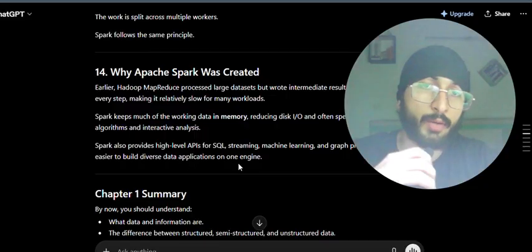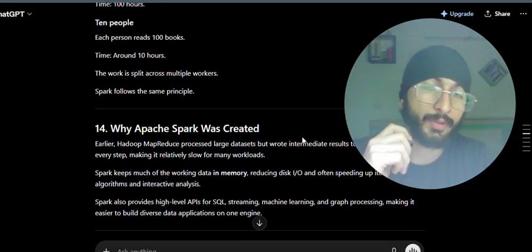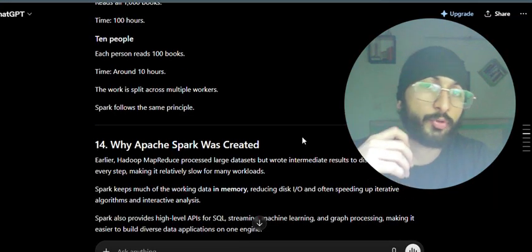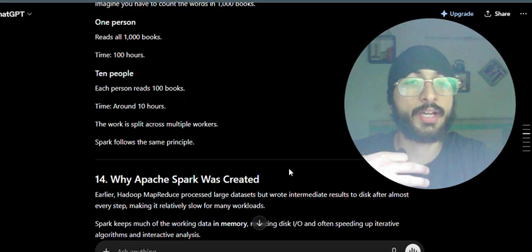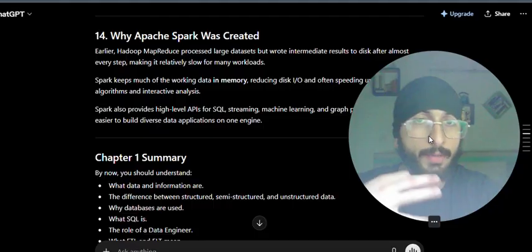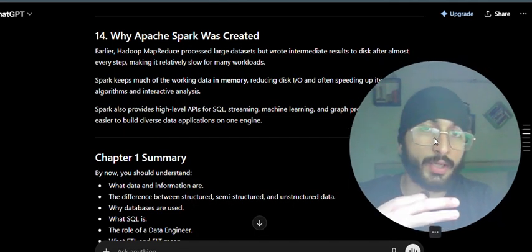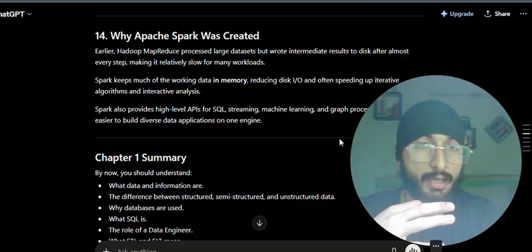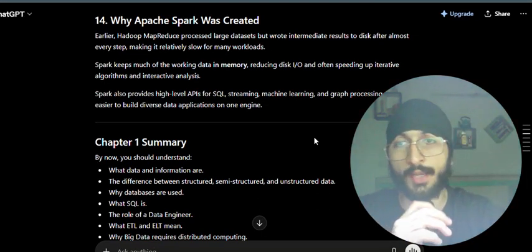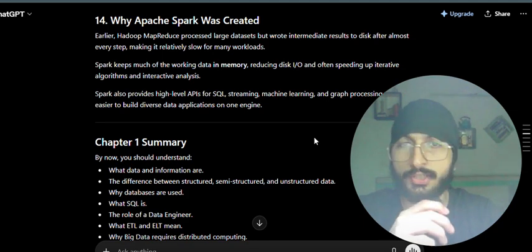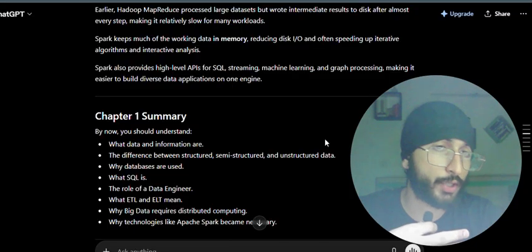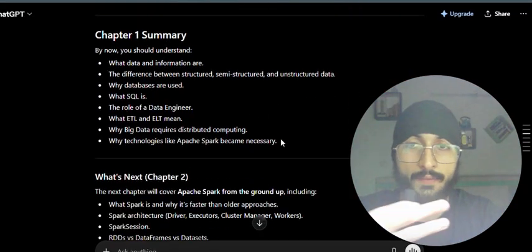Now, why Apache Spark was created? So earlier, we'll be getting into some history here. Earlier, Hadoop MapReduce processed large data sets but wrote intermediate results to disk after almost every step, making it relatively slow for many workloads. Spark keeps much of the working data in memory, reducing disk I/O and often speeding up iterative algorithms and interactive analysis. Spark also provides high-level APIs for SQL, streaming, machine learning, and graph processing, making it easier to build diverse data applications on one engine.